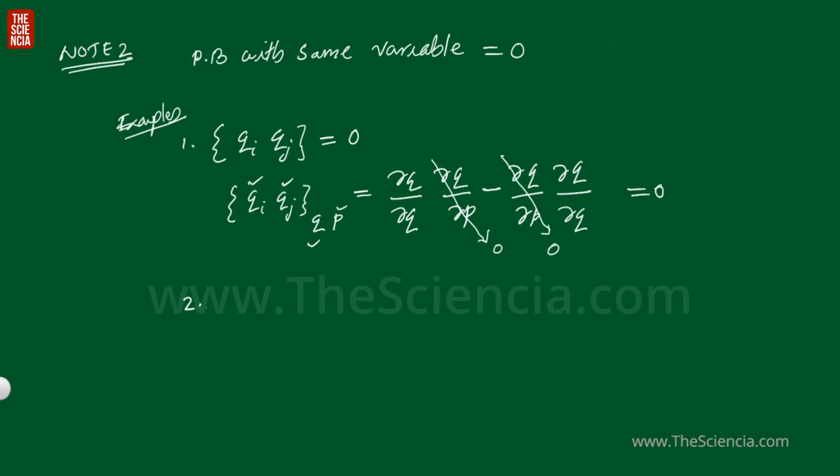One more example. Poisson bracket of pi, pj. This is a work for you. Please try by yourself. The answer will be 0.